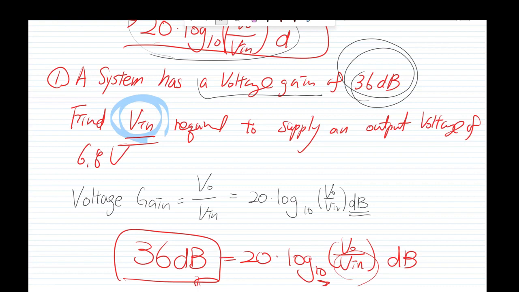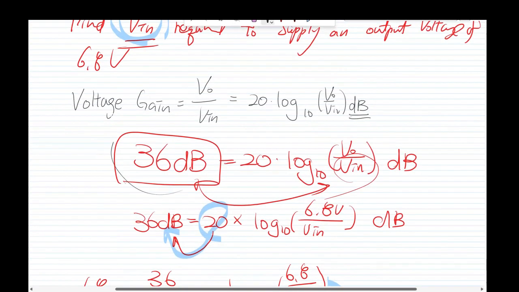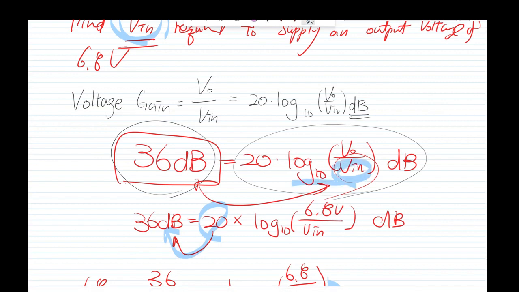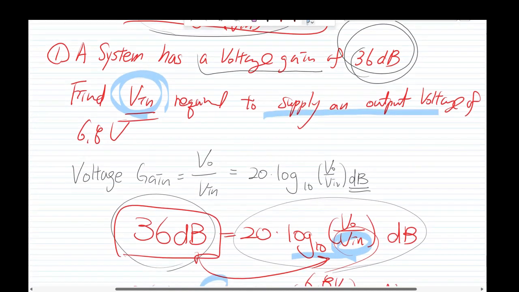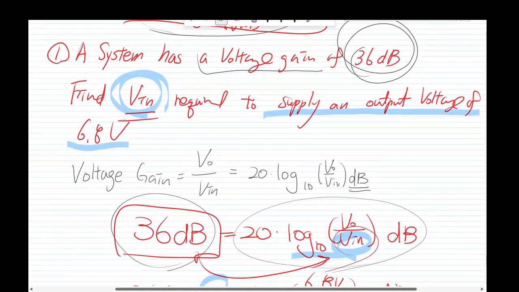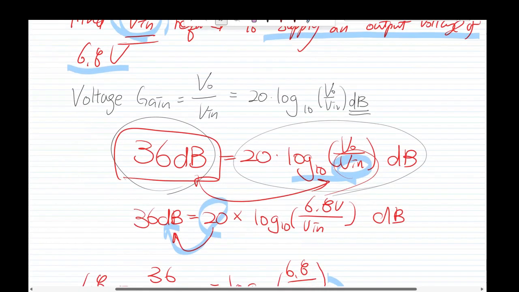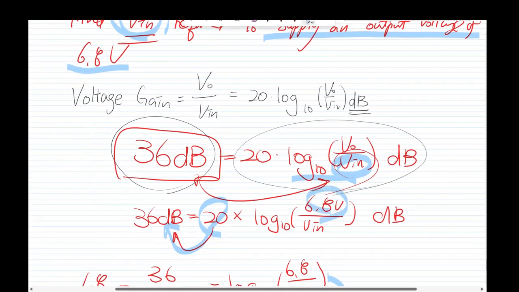But from the question it is 36 dB. That's one of the clues. So the 36 dB means like this one. Okay. But now we are looking for what? The V sub in. What is the V sub out? Go back to the question: supply output voltage, the 6.8. So right now, 6.8, like this one. Okay.